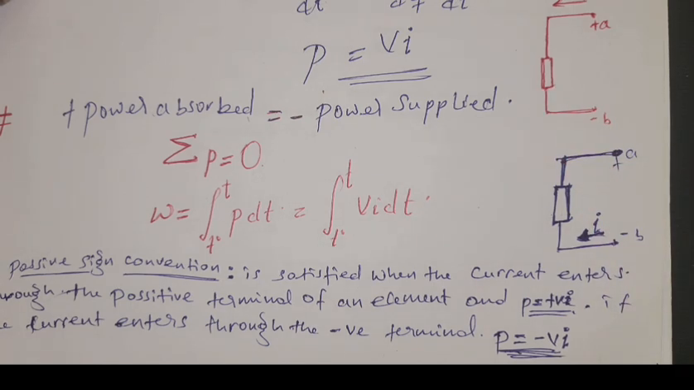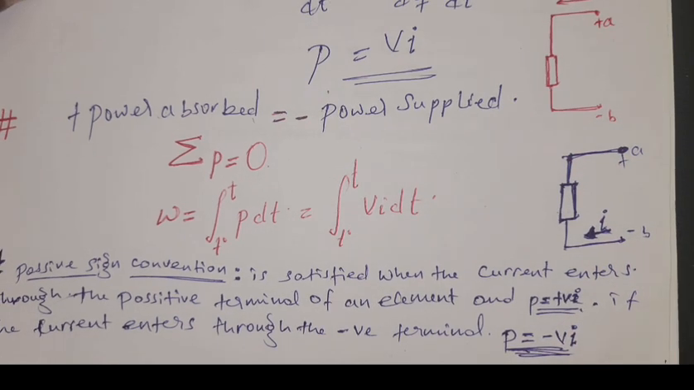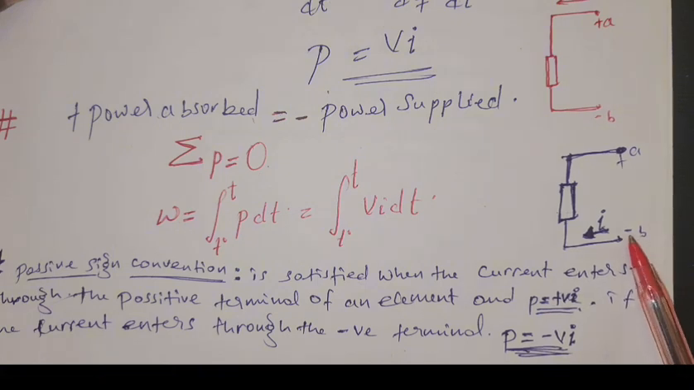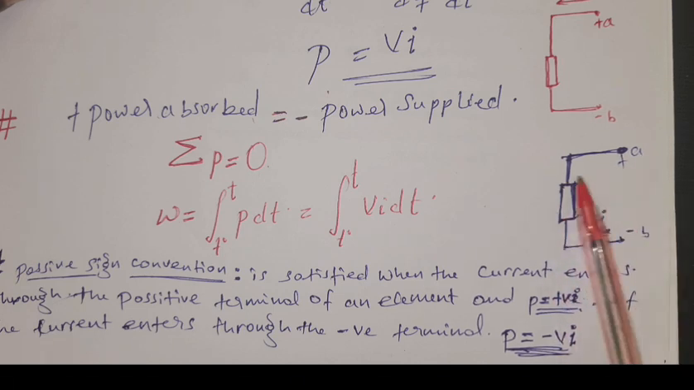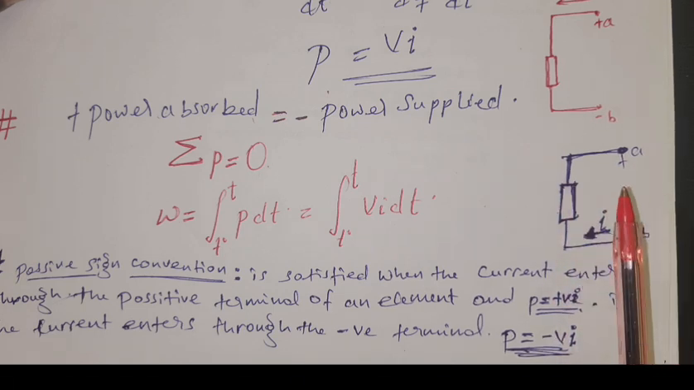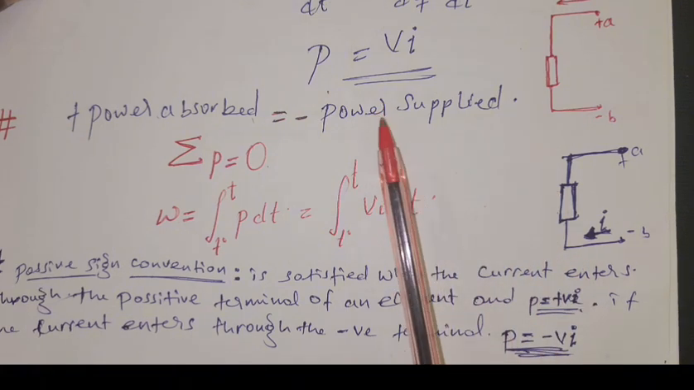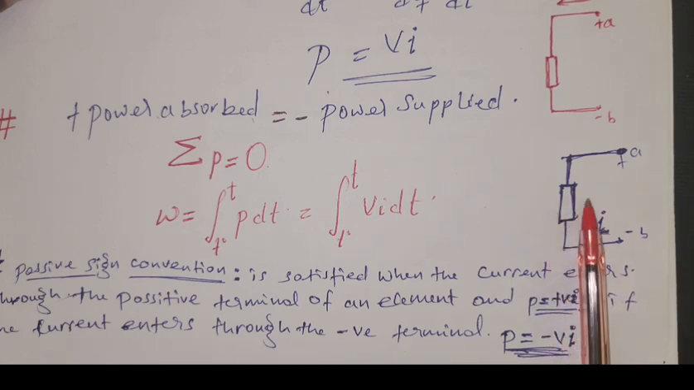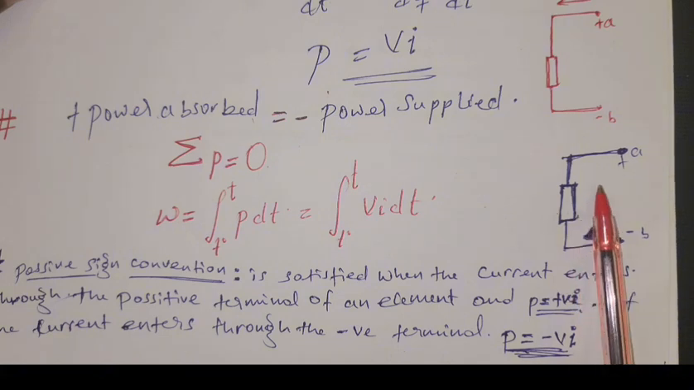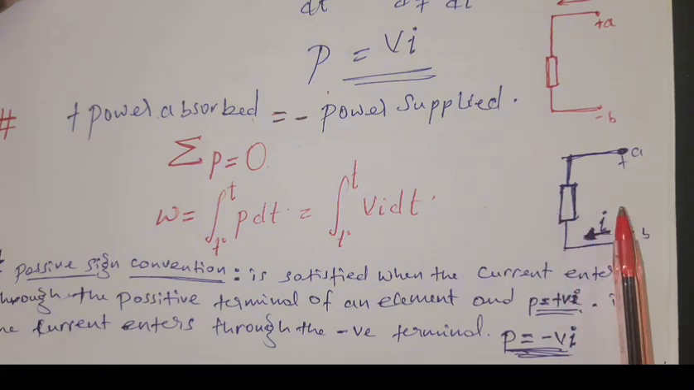The power is absorbed. Whereas when the current enters the element from the negative terminal, the power is negative. That element is a power supplier, or power is supplied by that element. That may be, most of the time, a voltage source or a current source.